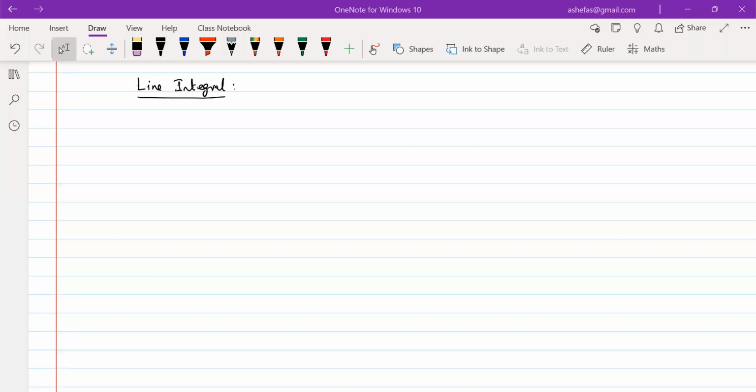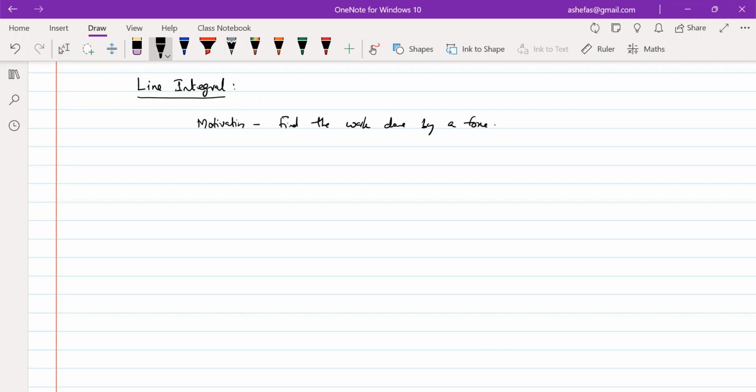Okay, so in the last class, we have just introduced what is meant by integration, the integration over a single variable. So today we are going to introduce line integration. So the line integration, the motivation, we can say that is finding work done, find the work done by a force.